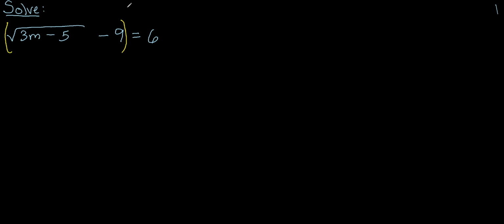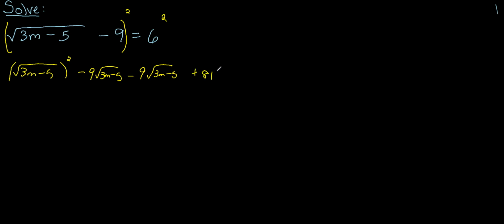And that's not a bad idea, but the problem is if we do this, on the left-hand side, we'll get the square root of 3m minus 5 squared, which is fine. But then when we FOIL this out, we're going to get negative 9 times the square root of 3m minus 5, and then another 9 square root of 3m minus 5 plus an 81. And that's going to be counterproductive because we're still going to have a radical in our equation.